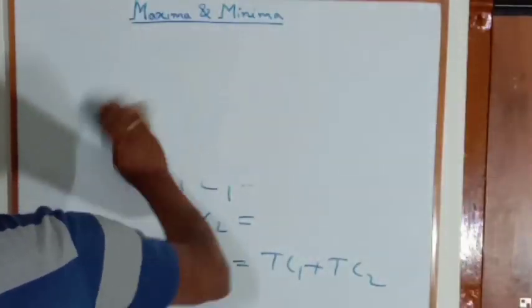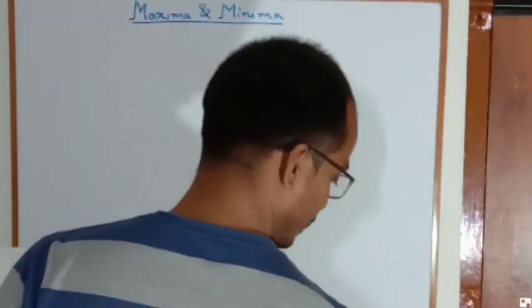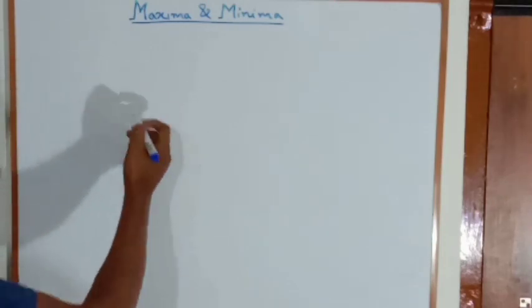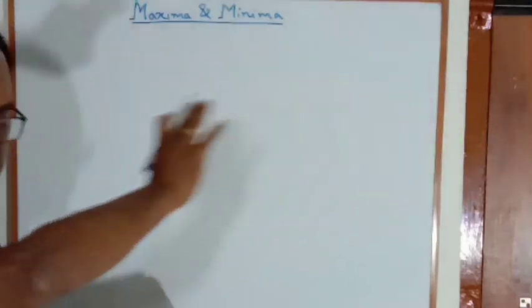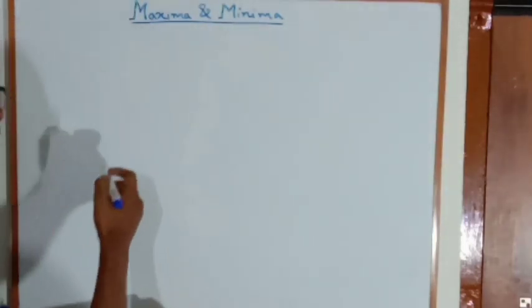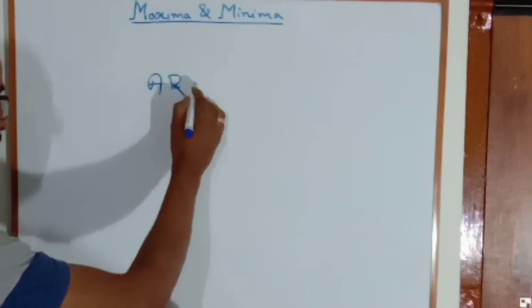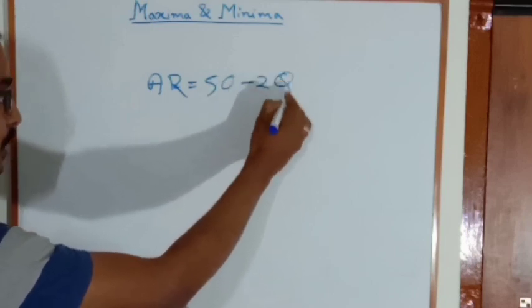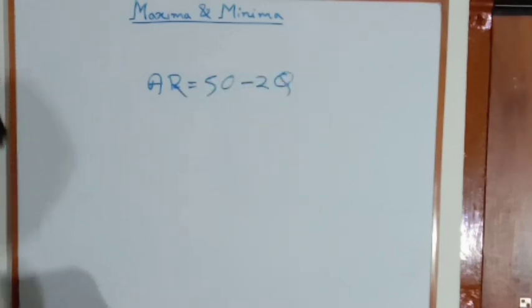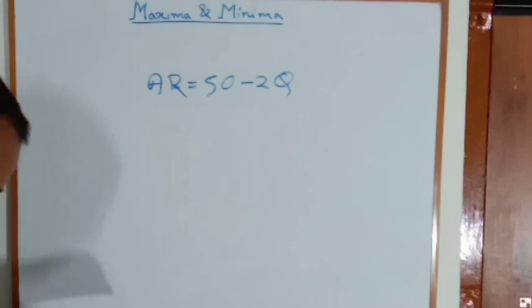Here, what is done? You are given TC1 and TC2, cost functions. TC1 with Q1 and TC2 with Q2. But AR, average revenue, is equal to 50 minus 2Q. So this is your AR function.